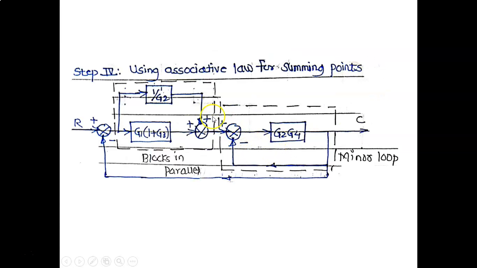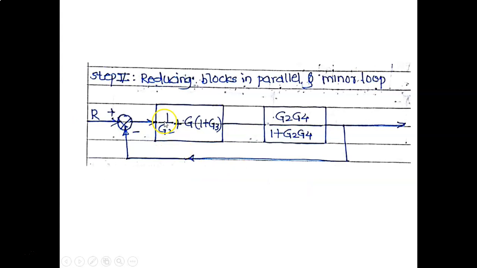Therefore by interchanging, what will happen? Two loops will be formed. The first loop is nothing but blocks in parallel, and the second loop is a feedback loop. This G2, G4, here unity feedback, and this summing point, are forming a minor feedback loop. Therefore applying these two rules, blocks in parallel and minor feedback loop, we get 1 upon G2 plus G1 into bracket 1 plus G3, and G2, G4 divided by 1 plus G2, G4.